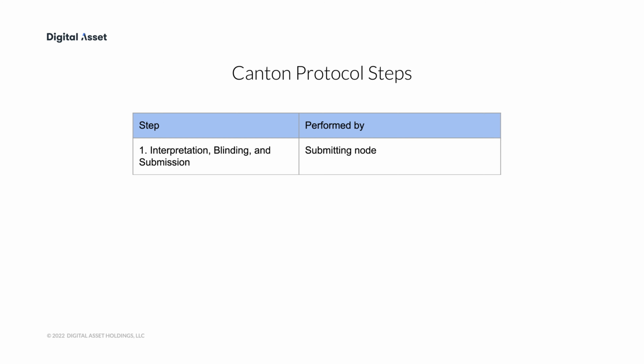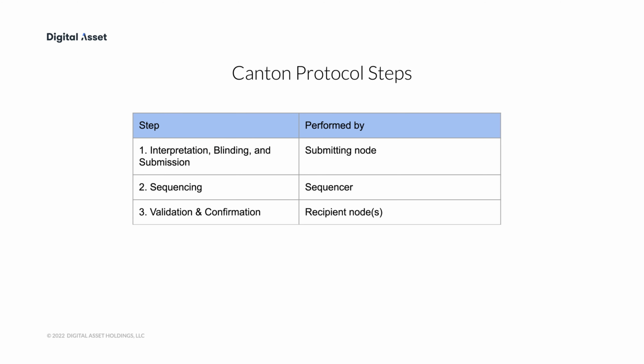It creates what the recipient nodes need to update in their private contract stores. Once interpreted, the participant node blinds the decomposed views by encrypting them using the recipient node's public keys. Then, these encrypted views are submitted to the sync domain. In the second step, the submitting participant node distributes the transaction to other counterparties via a sequencer. The sequencer orders and timestamps messages and then passes them on to recipients.